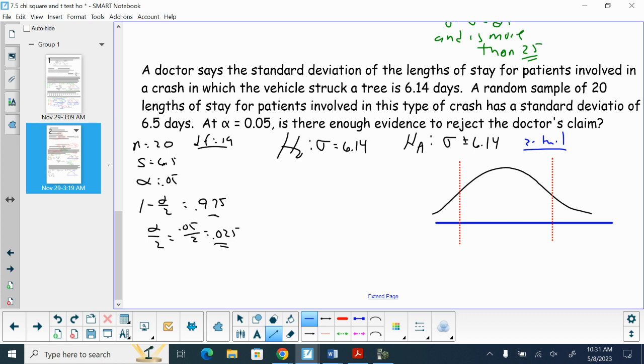Find your test value. We get 8.907 and 32.832 for our critical values.